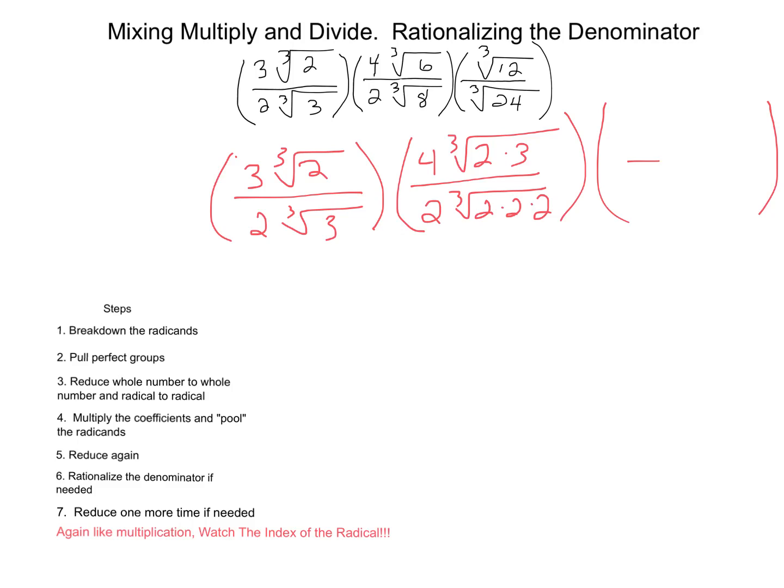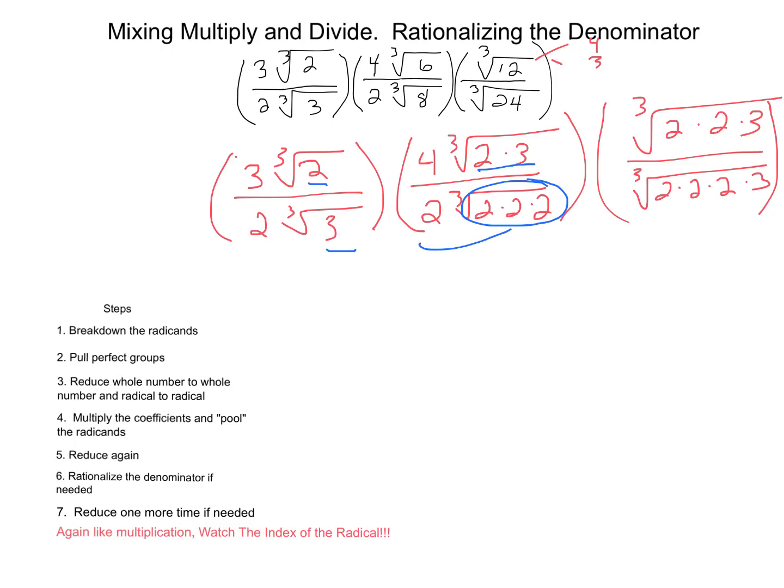Here, cube root 12 again is 4 and 3. 4 is 2 and 2, so 2 times 2 times 3. And 24 is 8 and 3, so 2 times 2 times 2 times 3. Alright, let's try to pull perfect groups. This has nothing, that has nothing, this has nothing. This has a perfect grouping, so let's kick that out as a 2. Oops, I should have been writing this down, hold on. Now I gotta catch up.